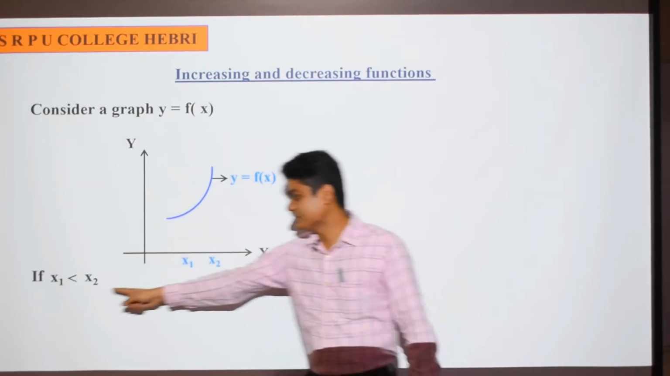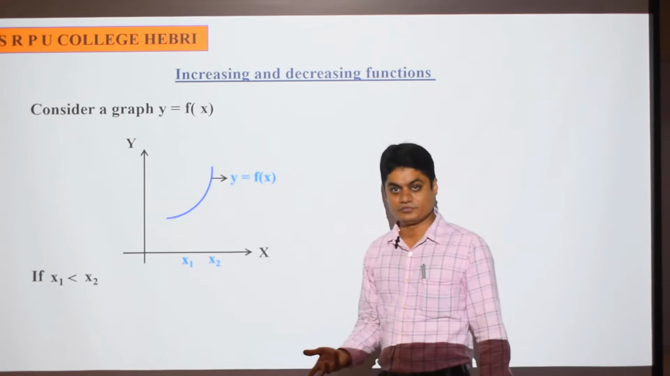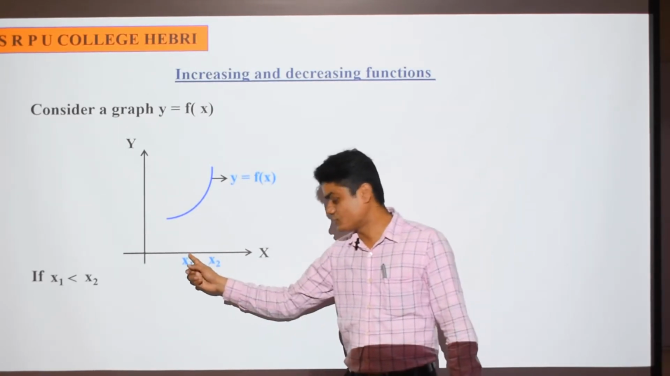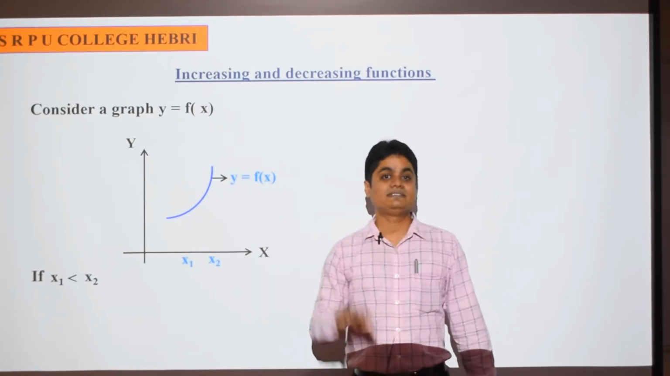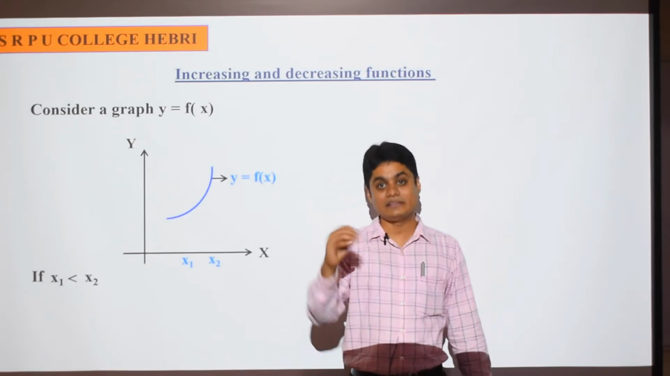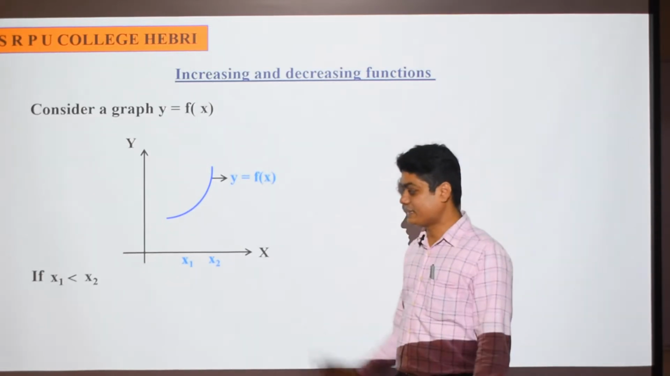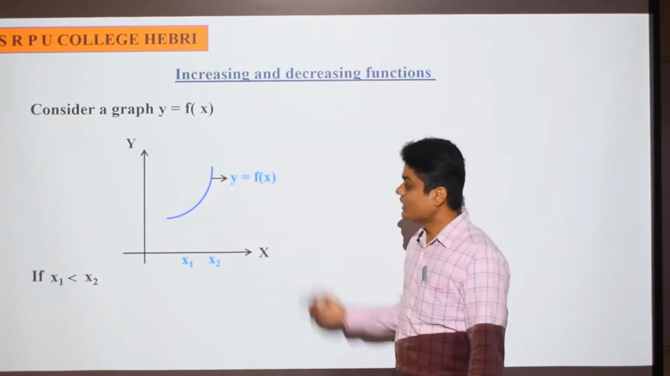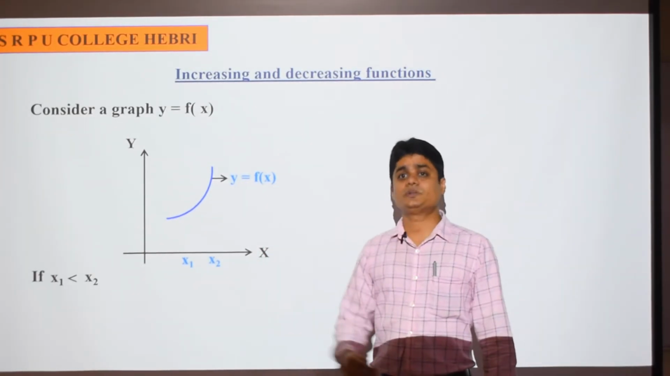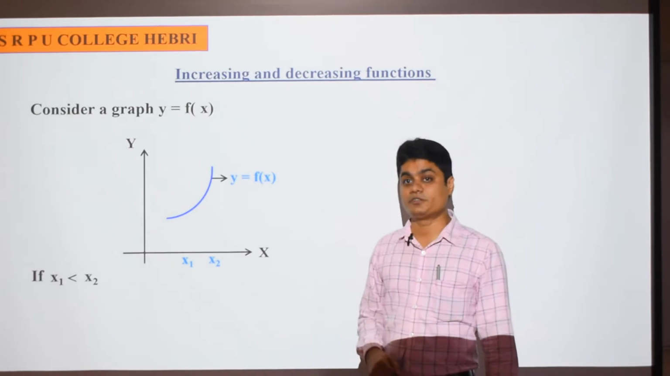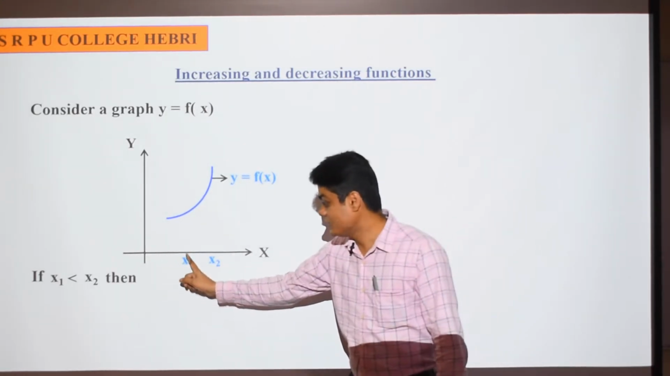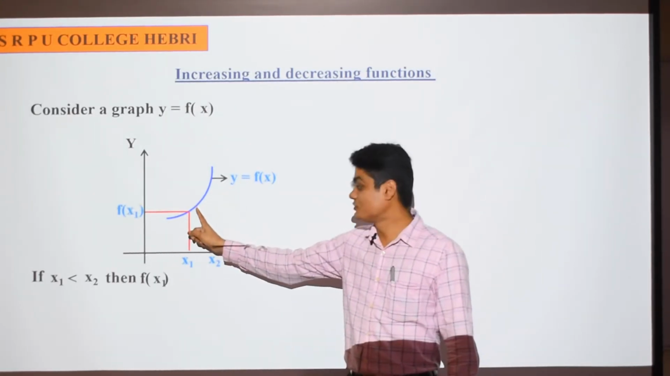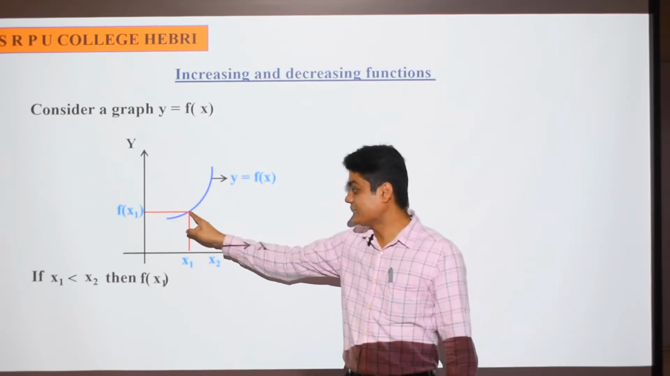If you compare, definitely x1 is less than x2, right? x1 must be less than x2 because x1 comes first and x2 comes next. On the x-axis, whichever comes first is less than the one which comes next. So take two numbers on the x-axis such that x1 is less than x2. Now how do we find f of x1? You know x1, how do you find f of x1? You should draw a vertical line to the curve, and from where it meets, a horizontal line.